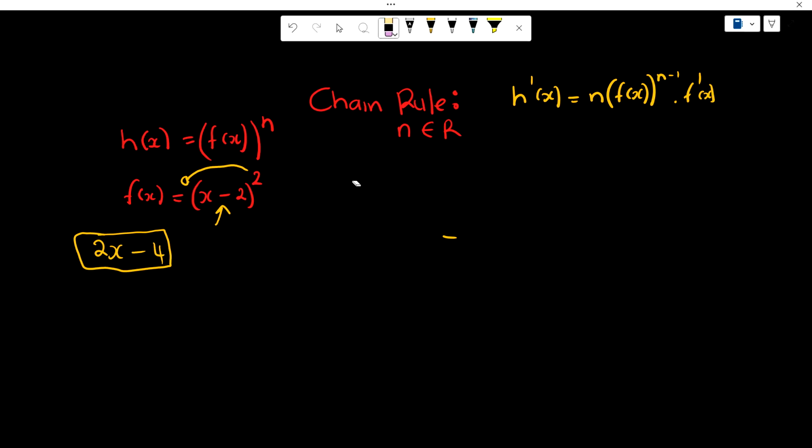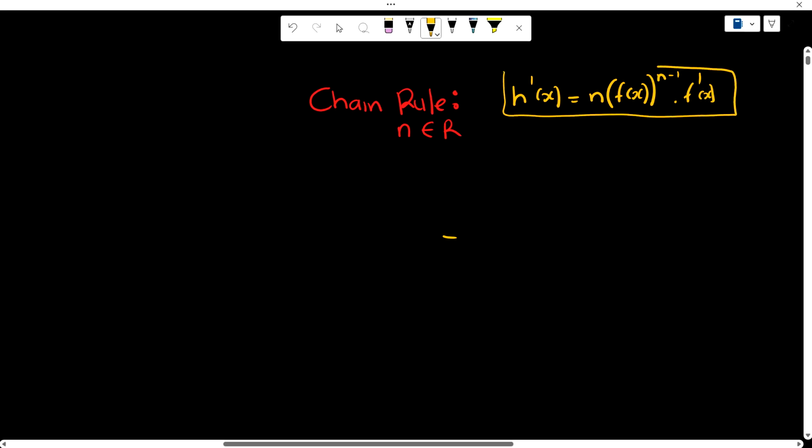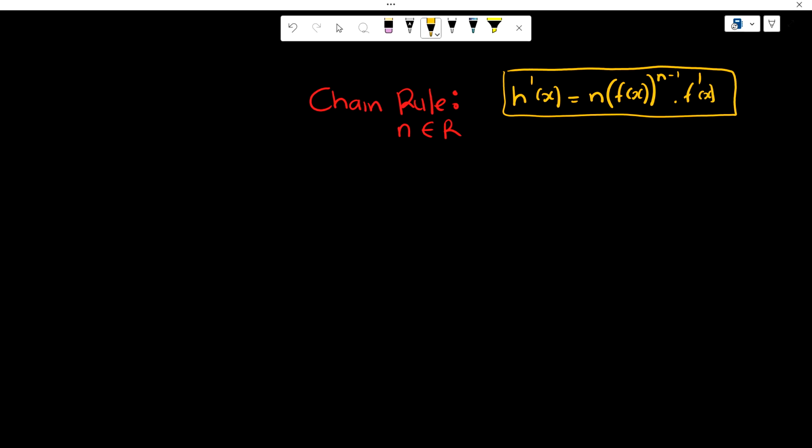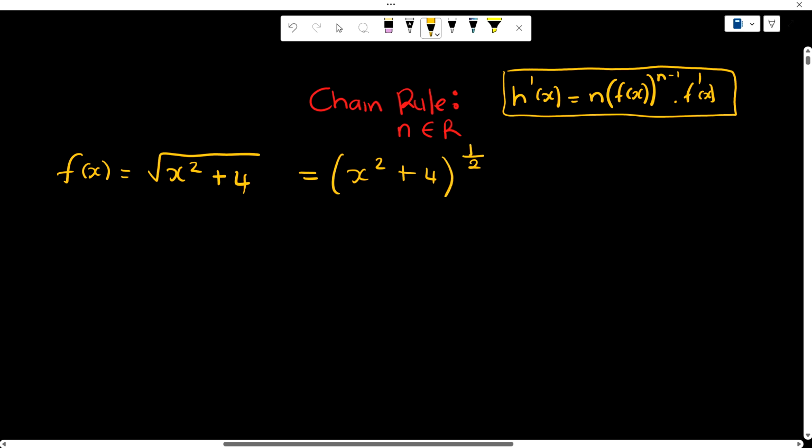So let's look at some more examples. Just write this formula down. It's very important. Let's look at another example. Let's say I have f(x) equal to the square root of x squared plus 4. Go ahead and try this on your own. Here we can remove that square root and put it as an exponent. Therefore it will be a half on top. Now I can differentiate.